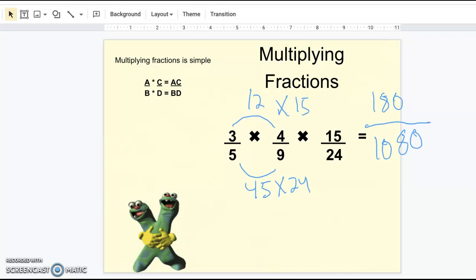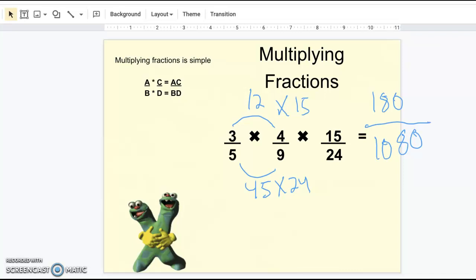Okay, yes, it's a regular old fraction. It's not a mixed number. It's not an improper fraction. So do you think we're done? No, we're not done. You're right. We still need to simplify and reduce. Always, always, always, always, always. Okay, so let's go ahead and do that.